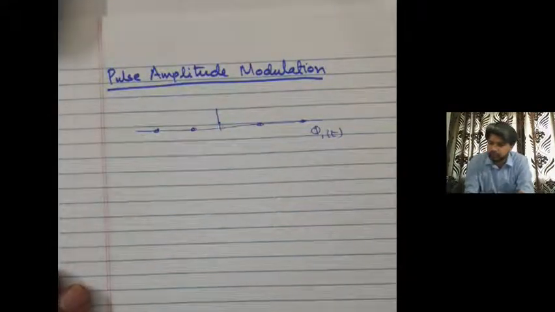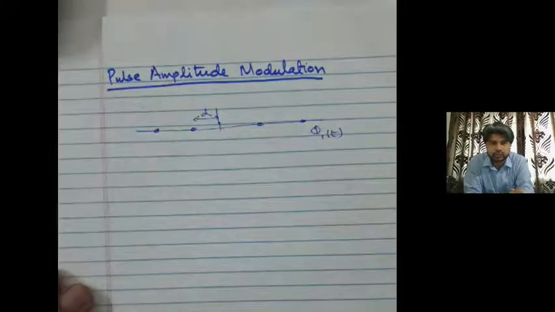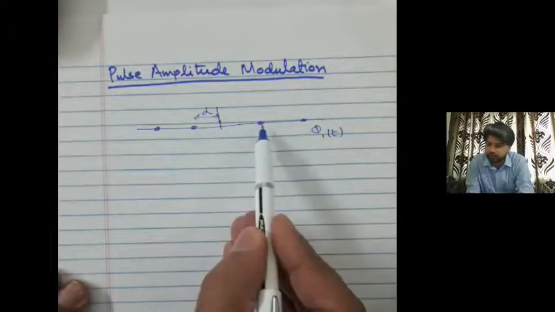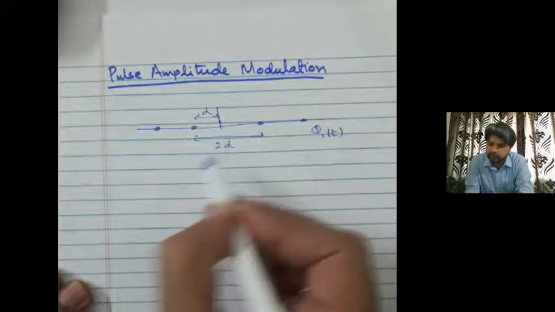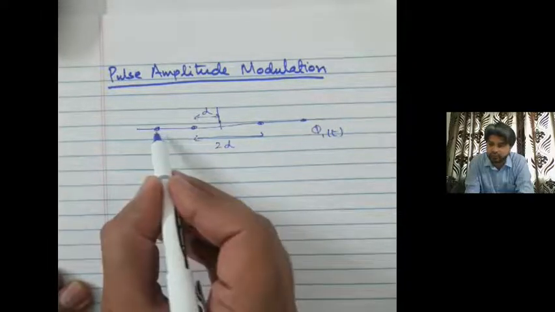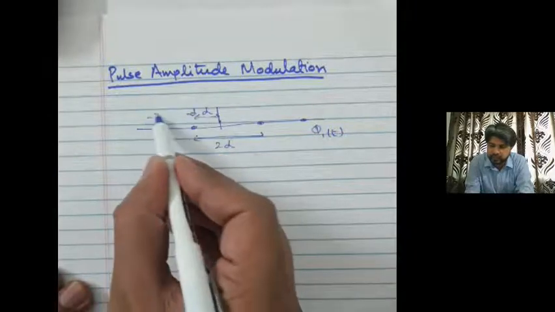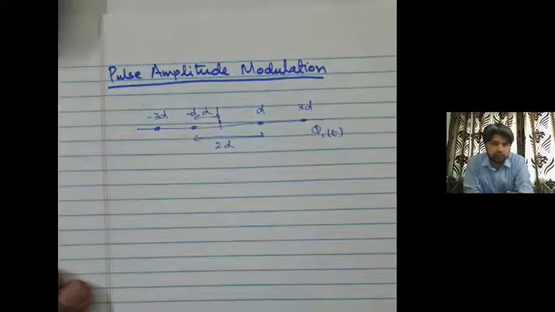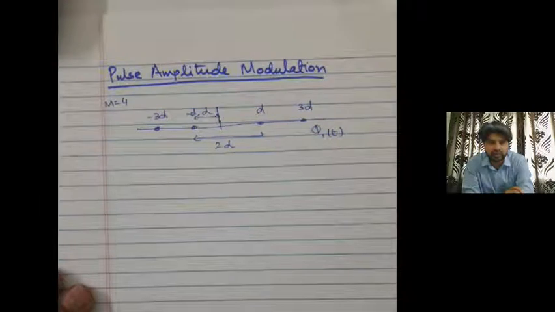So let's suppose that from the origin this distance is d. This means you can have a distance of d here. So the distance between these 2 points would be 2d, and the distance between these 2 points would also be 2d. So if this is minus d, this would be minus 3d. This would be d, and this would be plus 3d. So in this case, we imagine M is equal to 4, and for M equal to 4, you would have this one-dimensional constellation diagram.